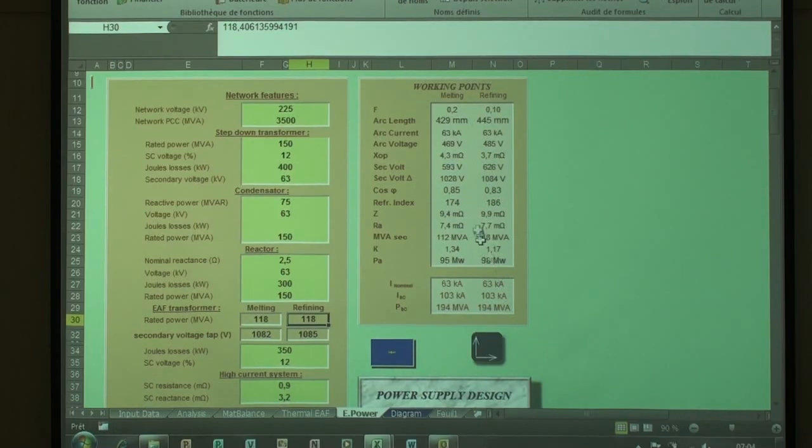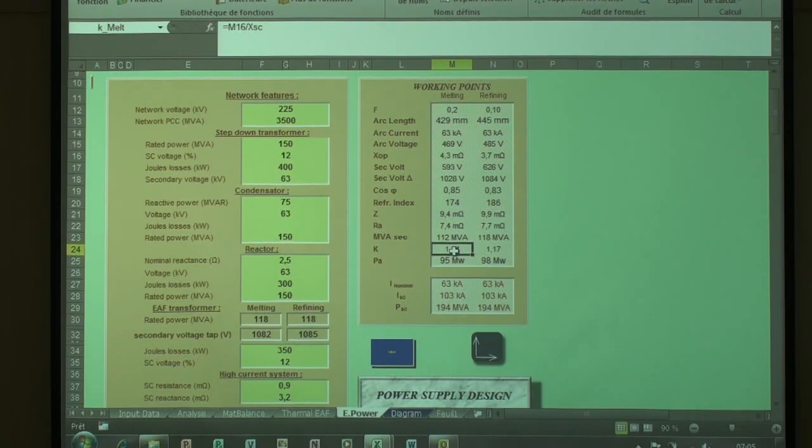Okay, so we have seen the arc length. The arc current is the one defined by the MVA divided by the voltage times root 3. The short circuit current means we put the electrode in contact, so we just have the impedance of the furnace. The power in short circuit, so easy.